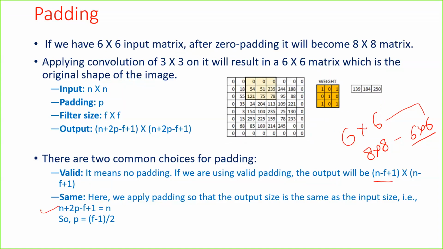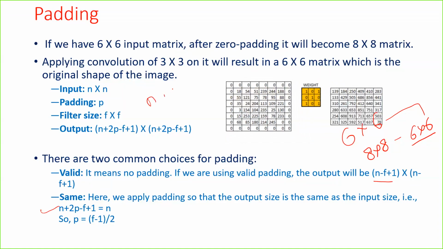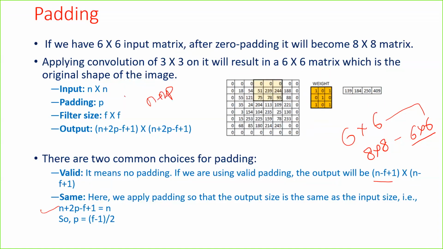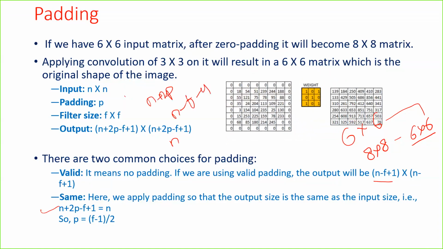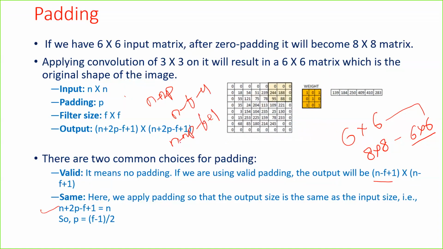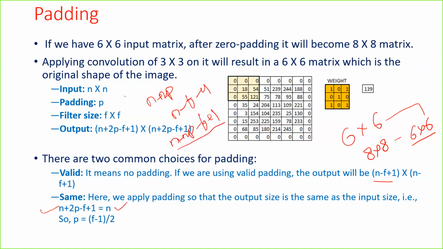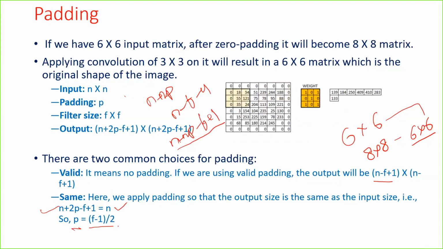So when you apply padding, the size of the image is becoming n plus 2p. So n is becoming n plus 2p. It means n minus f plus 1 is becoming n plus 2p minus f plus 1. So you want this n plus 2p minus f plus 1 to be same as n. So it means you want to select p equivalent to f minus 1 by 2.